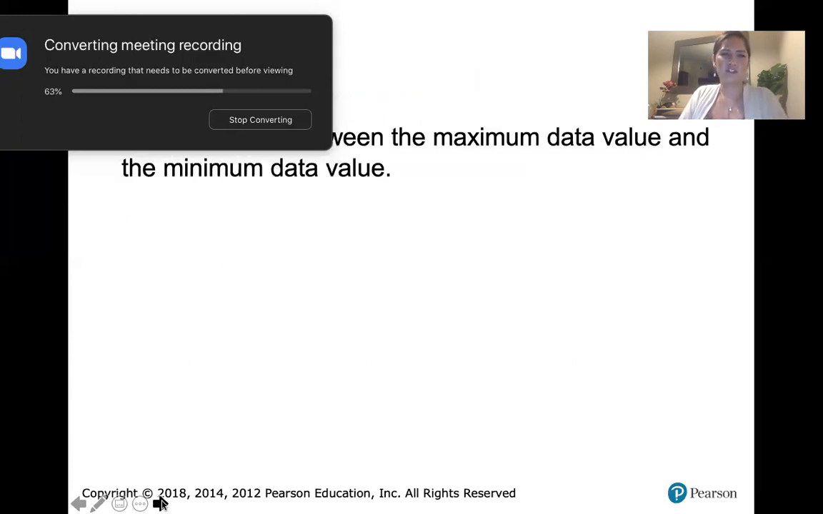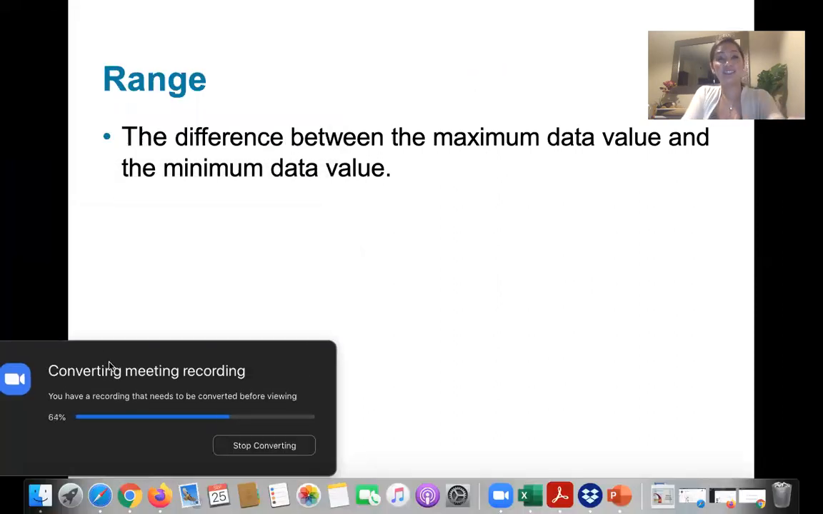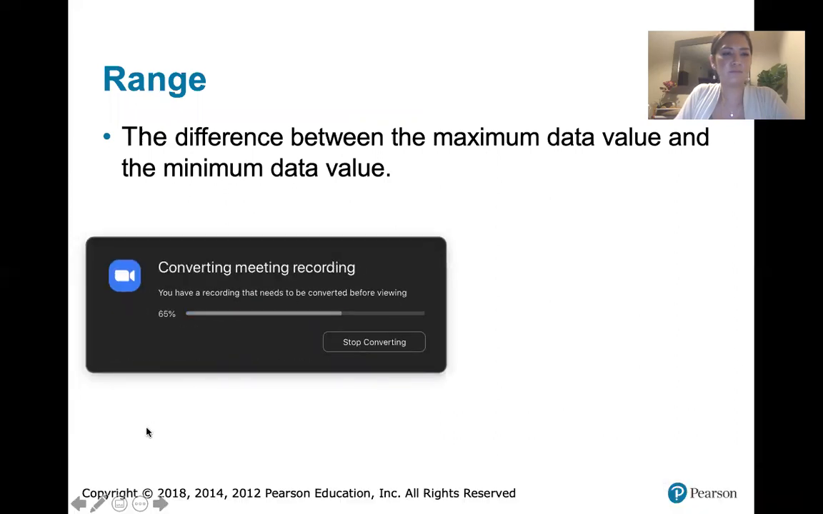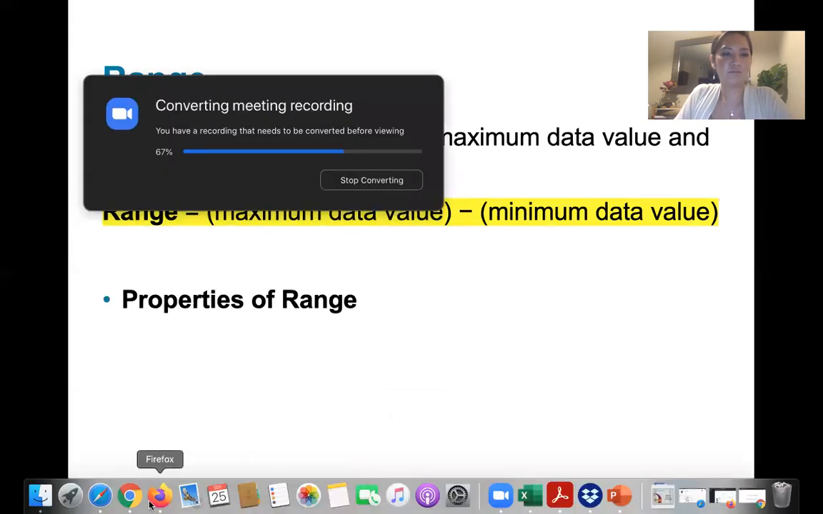So let's look at the first measure. The first measure is range. Range is the difference between the maximum value on the list and the minimum value on your list of data. So let's look at properties of the range now.